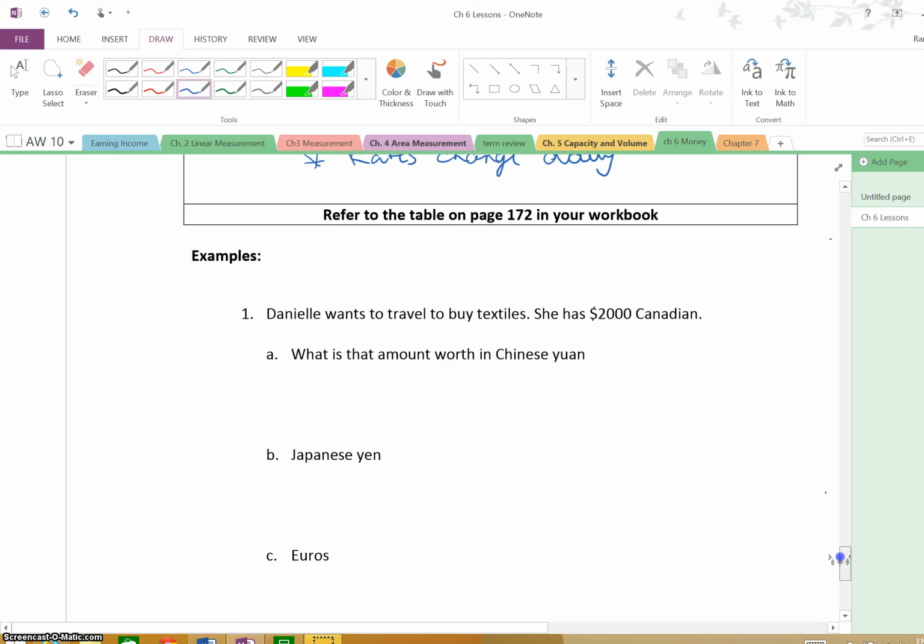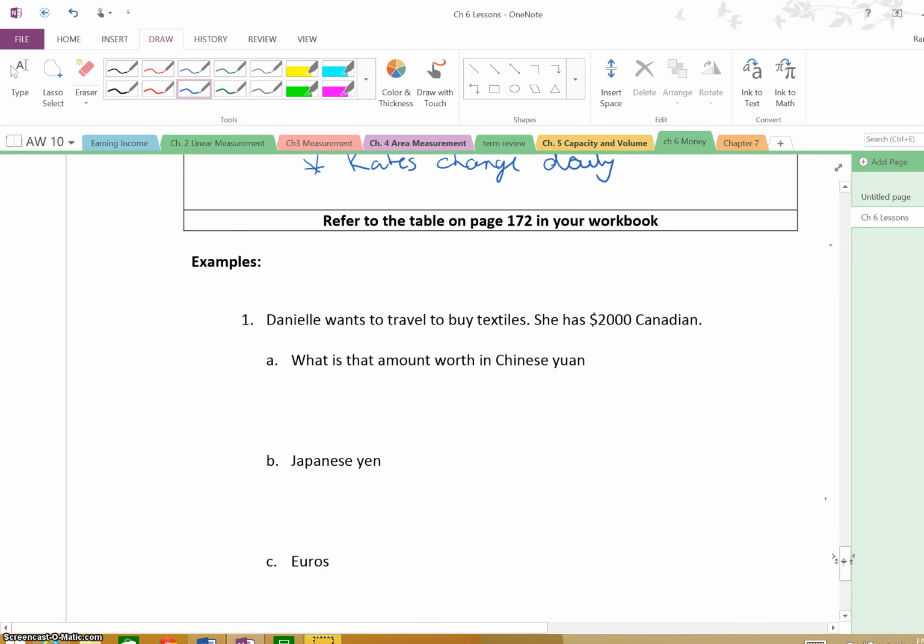But what we're going to do is use the table that's on page 172 in your work text. And I'm just going to draw a rough example of what the table looks like here. So if you look at the table, this one here is blank, and then we've got the Canadian dollar, and then the US dollar, and then the euro, and here we've got the Canadian dollar. So you can see the one in the top left is blank.